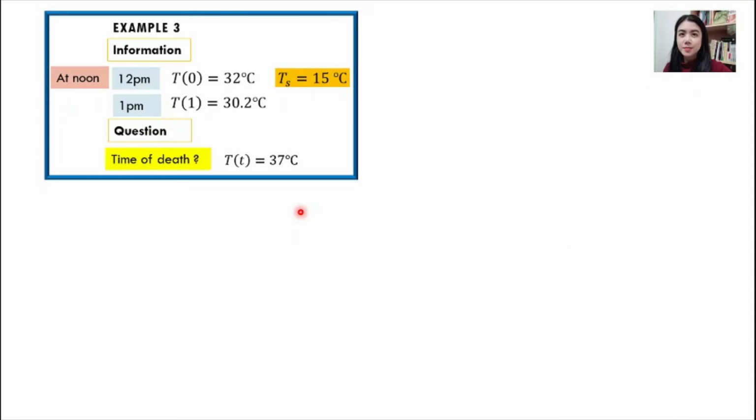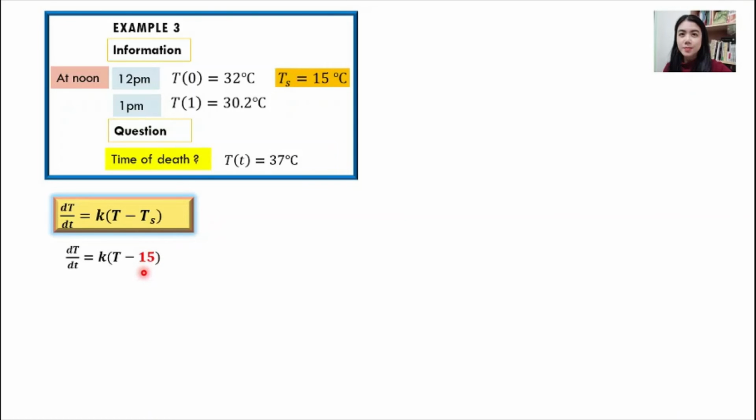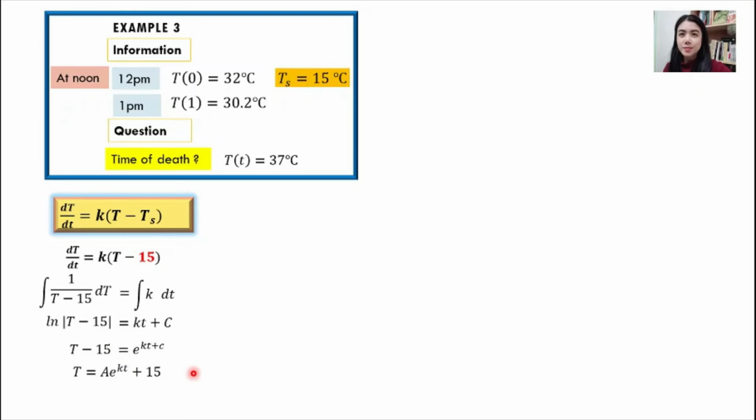Let's solve this example number 3 through the differential equation. We can substitute Ts, which is actually 15. Then in the next line, bring this T minus 15 to the left-hand side such that it is together with the dT, so you have 1 over T minus 15 together with dT. Then bring this dt to the right-hand side such that it's together with the k, and integrate both sides. For the left-hand side, you have ln, and for the right-hand side, you have kt plus c. Exponentiate both sides and simplify it, so you have the first equation.